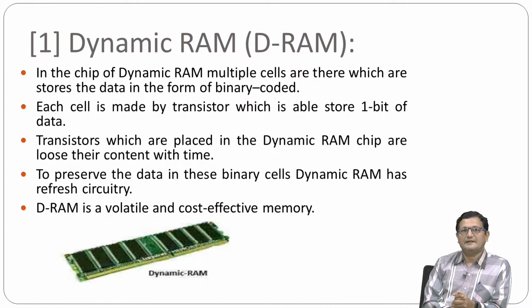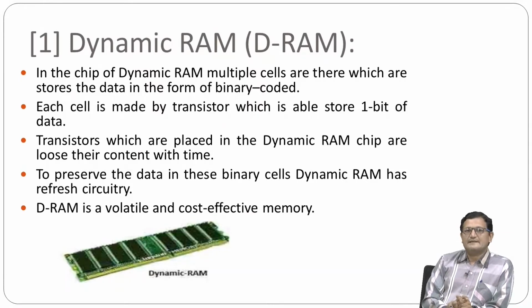So in the chip of a dynamic RAM, multiple cells are there, which store the data in the form of binary code. Okay, each cell is made of a transistor. As I said, transistors are small cells. You can charge the transistor or you can discharge the transistor. If you charge the transistor, electrons will be there. If electrons are there, that means we can say it's a 1. If we discharge that particular cell, then the electrons will be absent, and that absence we consider as a 0, and in that way the data gets stored.